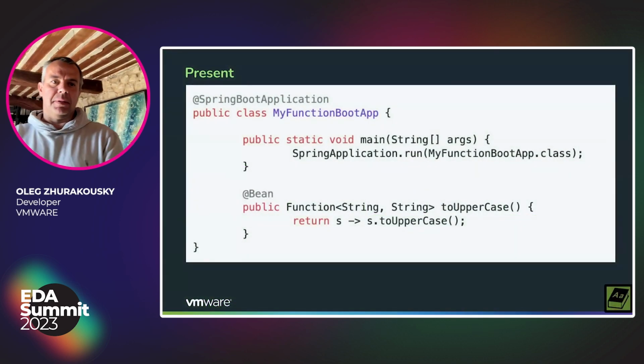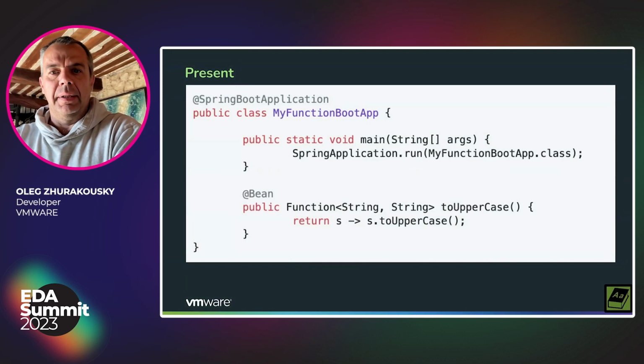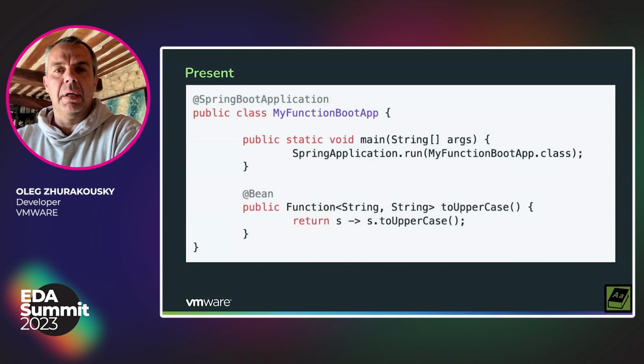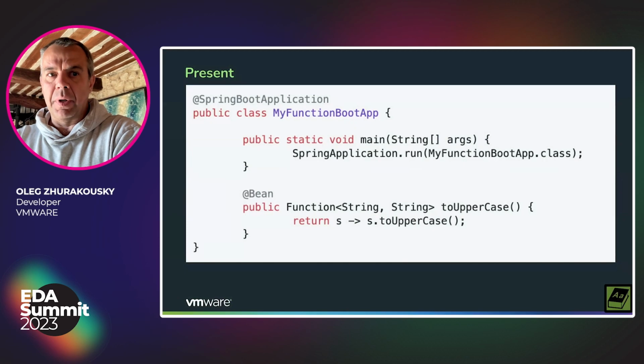And this is the present. This is what a very vanilla Spring Cloud Stream application looks like. As you can see from this code, it's not really a Spring Cloud Stream application. It's just a Spring Boot application.